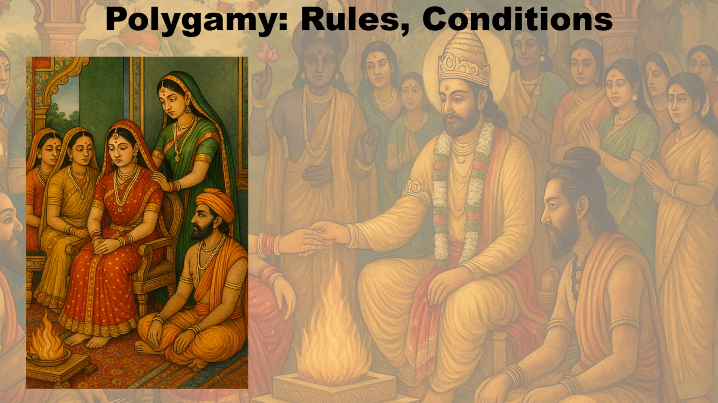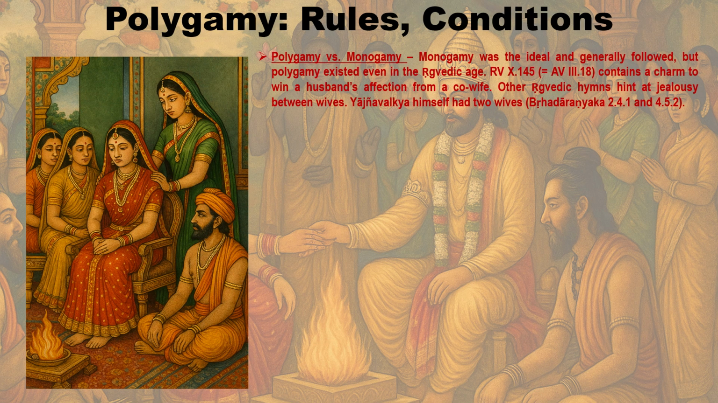Polygamy, rules and conditions. Monogamy was the ideal and generally followed form of marriage, but polygamy existed even in the Rig Vedic age. The Rig Veda contains a charm to win a husband's affection from a co-wife. Other Rig Vedic hymns hint at jealousy between wives. Yajnavalkya himself had two wives.